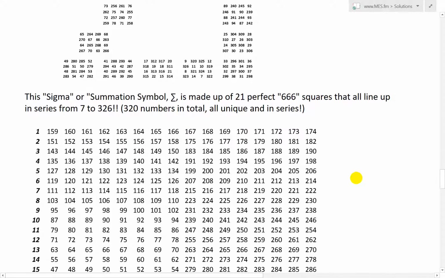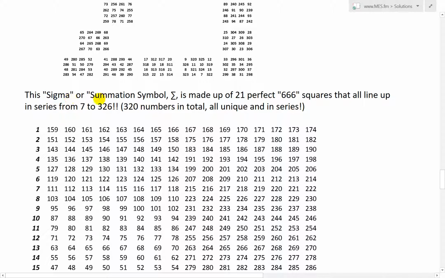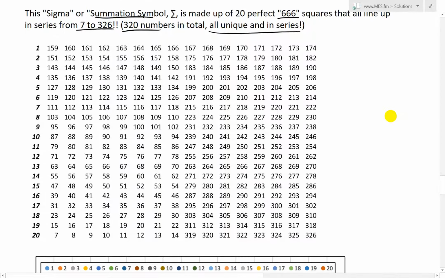And now if you take this, so basically the sigma or summation symbol, and it's like that Greek symbol, capital letter Greek, called sigma, I believe. Yeah, so it's made up of 20, not 21, 20 perfect 666 squares that all line up in series from 7 to 3263. 20 numbers, 320 numbers in total, all unique and in series. So here's again that original 159 all the way to 174.